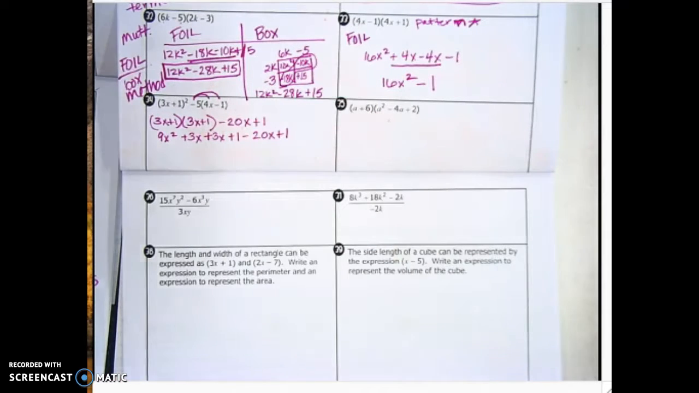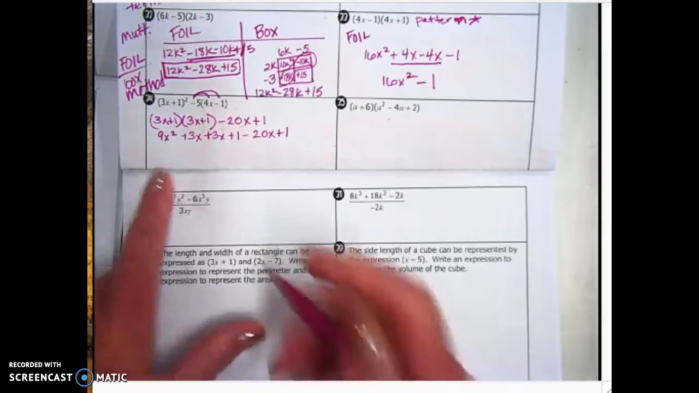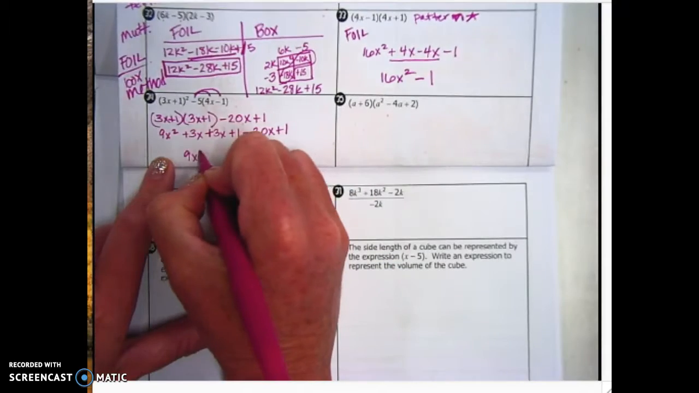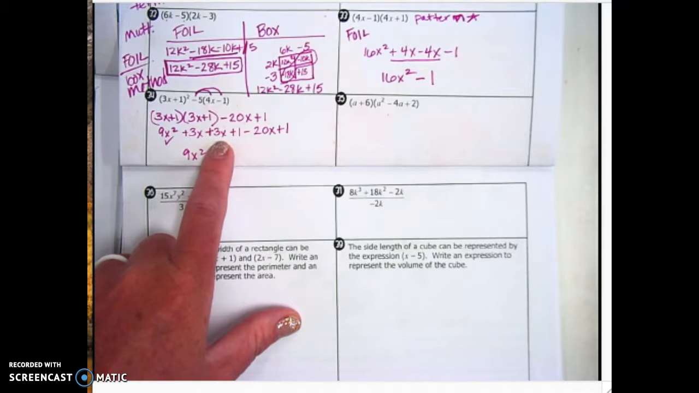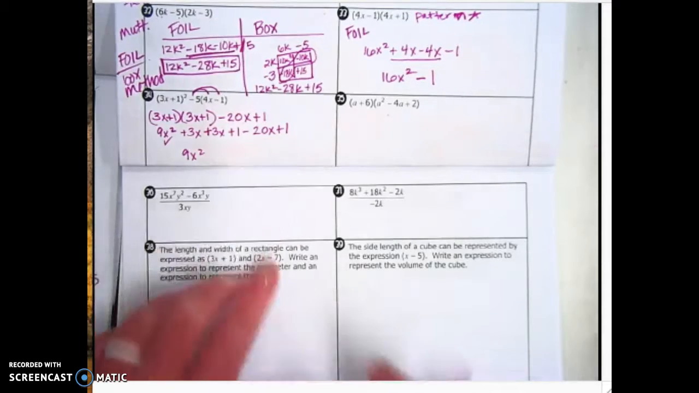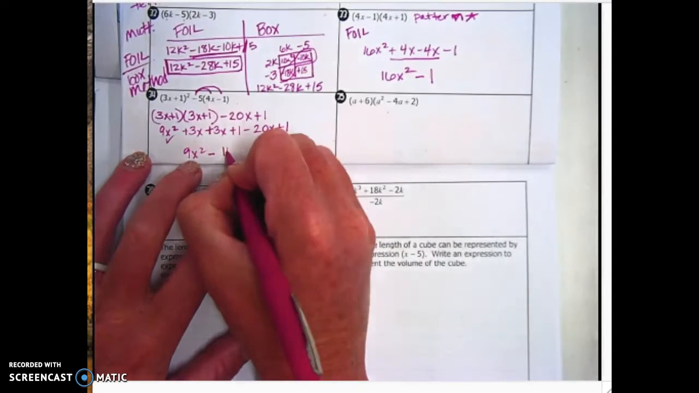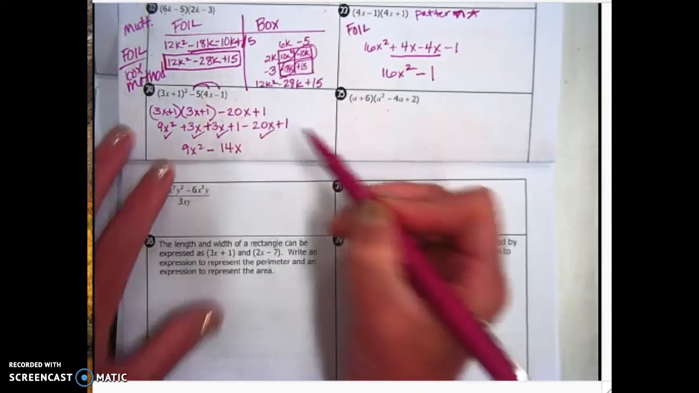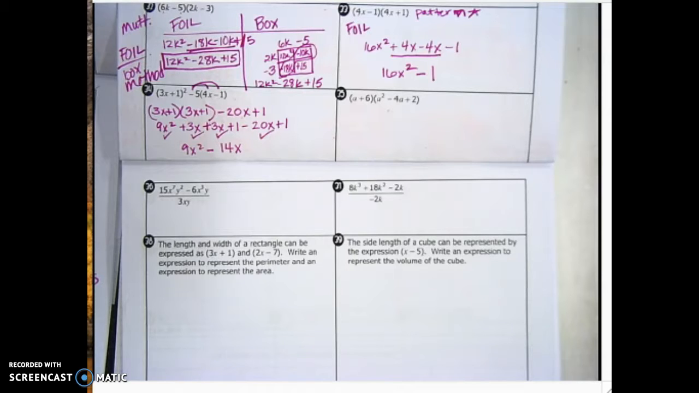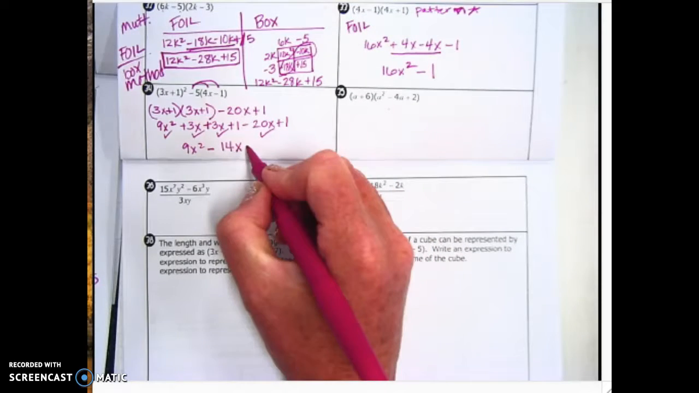Now we get to look for like terms. Start with the largest exponent. The largest exponent here is the x squared. So we have 9x squared. Check it off so you know which ones you've used. The next largest exponent is just the x. So we're going to take the 3x and the 3x, which is 6x, minus 20x more, so negative 14x. I'm going to check that one off, check that one off, check that one off. And then all we have left are the numeric parts, the 1 and the 1, which is 2.